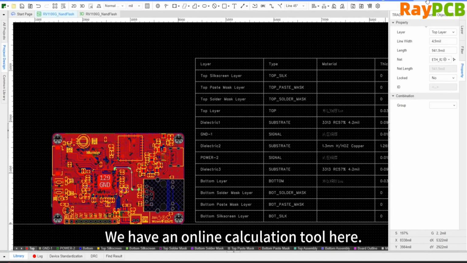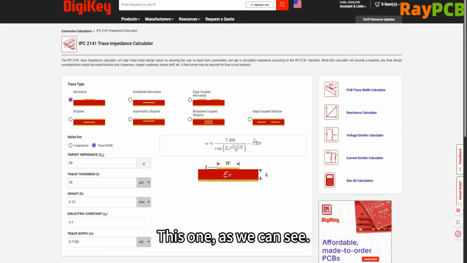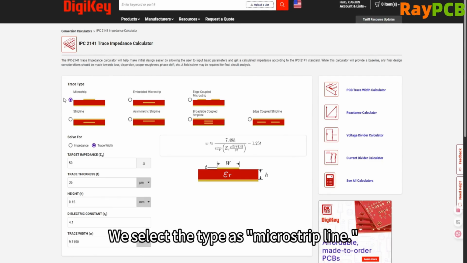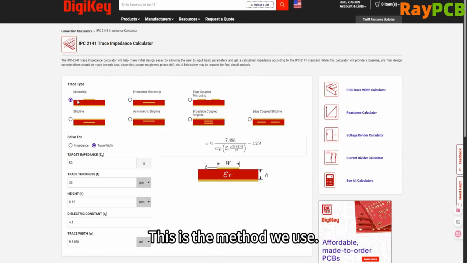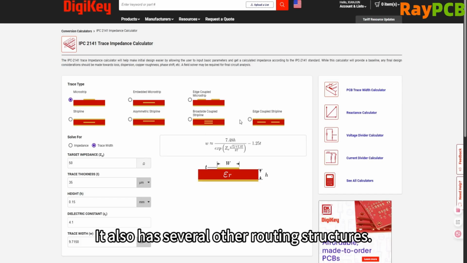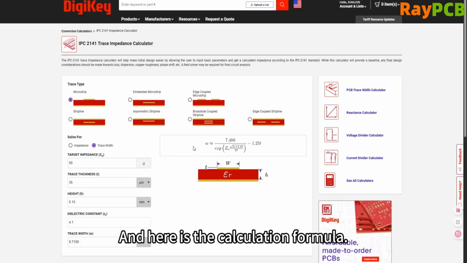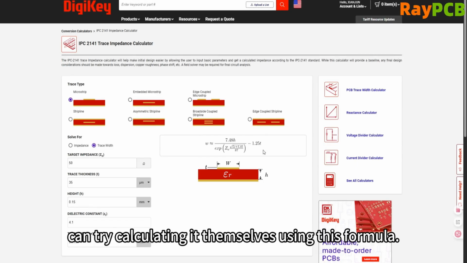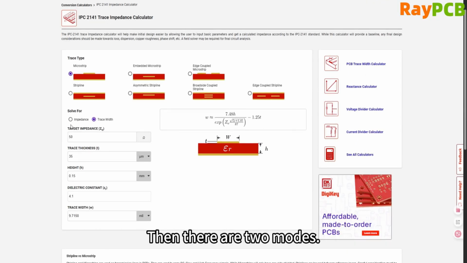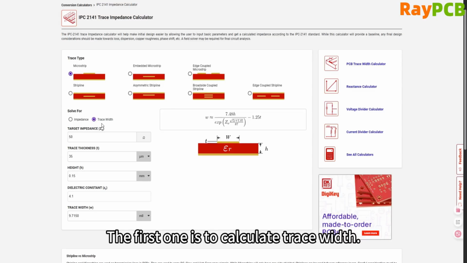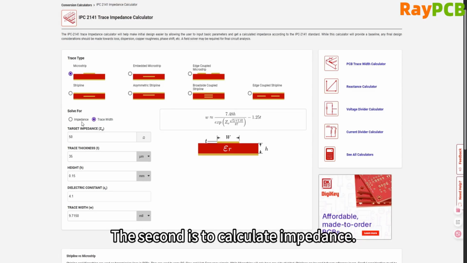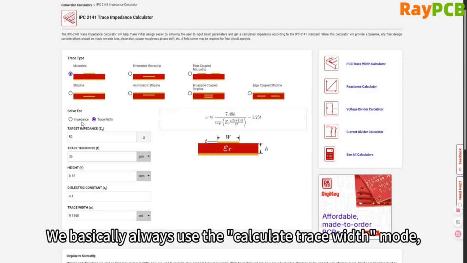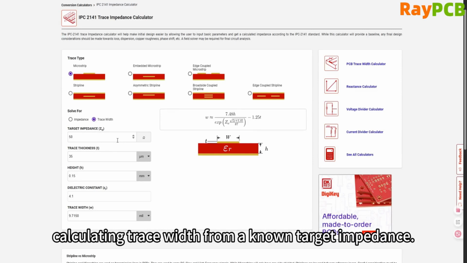Here we have an online calculation tool, this one. As we can see, we select the type as microstrip line. This is the method we use, and it also offers several other component options. Here are the calculation formulas along with some recommended values. You can also substitute your own values into these formulas. There are also two modes available. The first is to calculate the line width, and the second is to calculate the impedance. In most cases, we use it to calculate the line width when the target impedance is known.